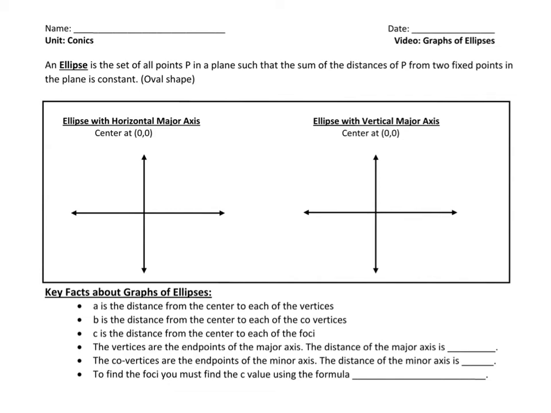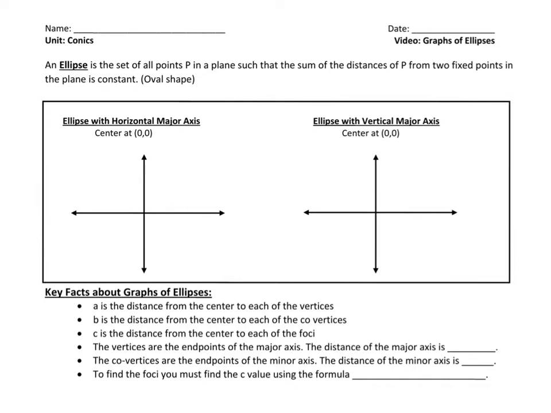Hi everyone, in today's lesson we're going to talk about a new figure called an ellipse. By definition, an ellipse is the set of all points P in a plane such that the sum of the distances of P from two fixed points in the plane is constant. That's a fancy word for saying an oval shape.